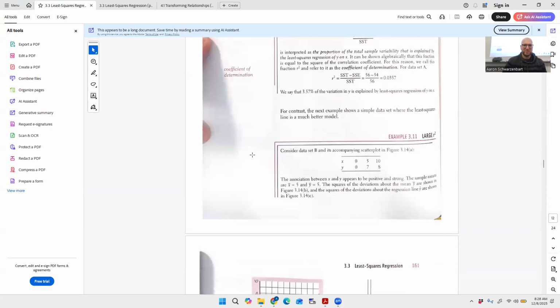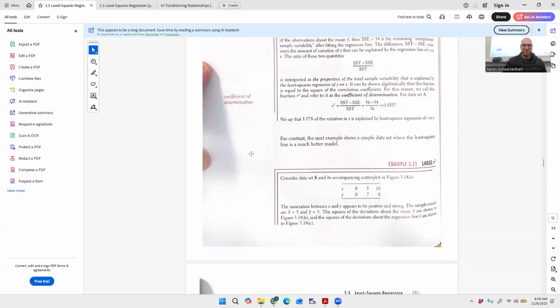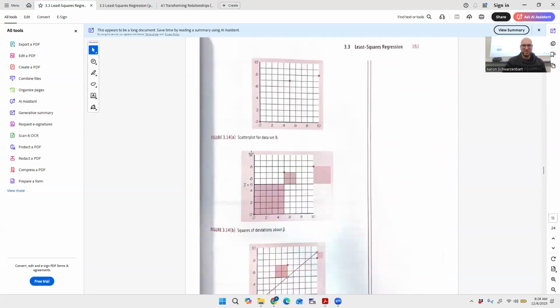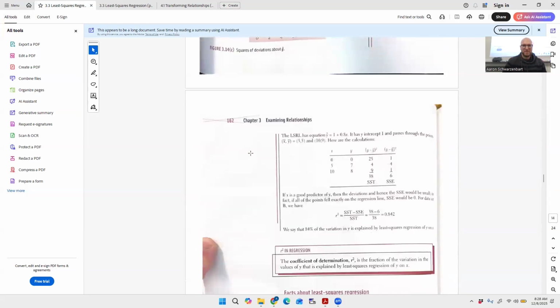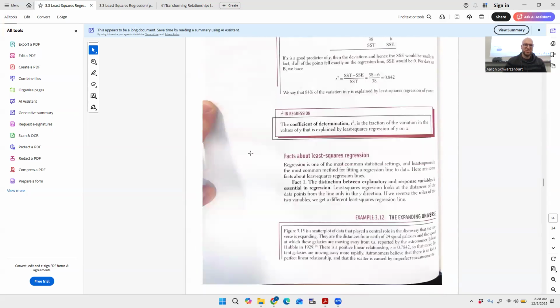That makes sense about r squared. You don't really need to use the complicated r squared formula. R squared is called the coefficient of determination. R is called the correlation coefficient, r squared the coefficient of determination.